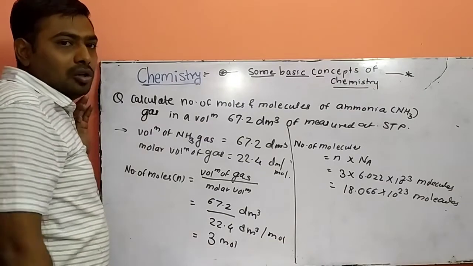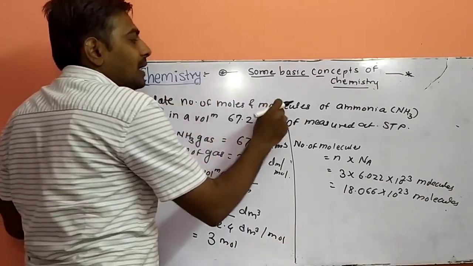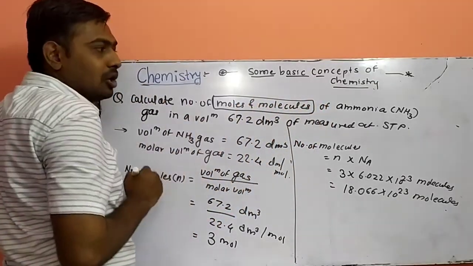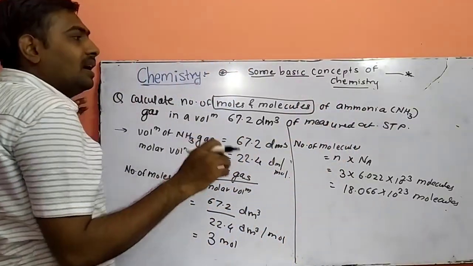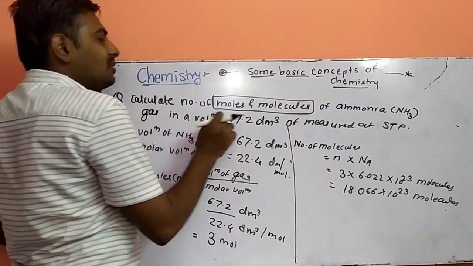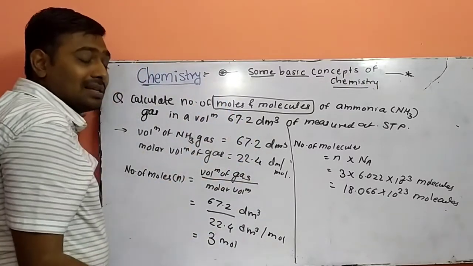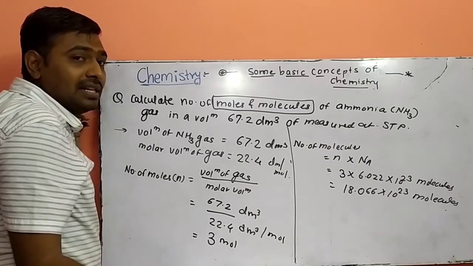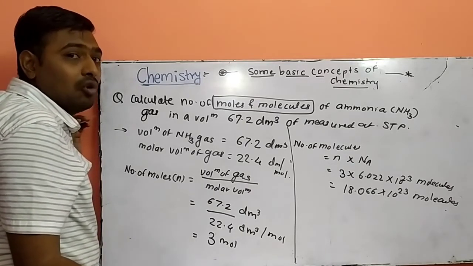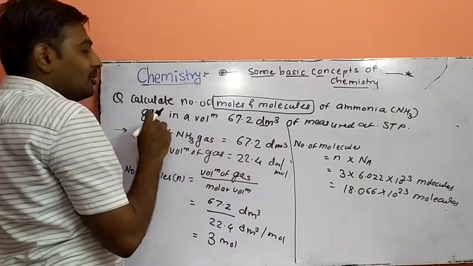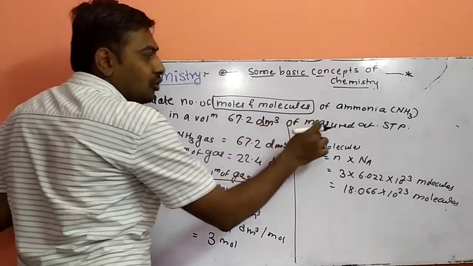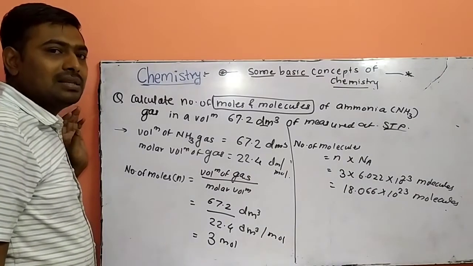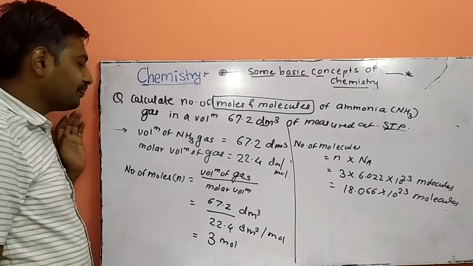Let's discuss a numerical on the concept. Calculate number of moles and molecules of ammonia, NH3 gas, in volume. Solid substances have mass in gram, 2 gram, 3 gram, 22.4 gram, 600 gram, but gas has a volume in decimeter cube. So ammonia gas has a volume of 67.2 decimeter cube measured at standard temperature and pressure. What is standard temperature? 0 degree Celsius. What is standard pressure? 1 atmospheric pressure.